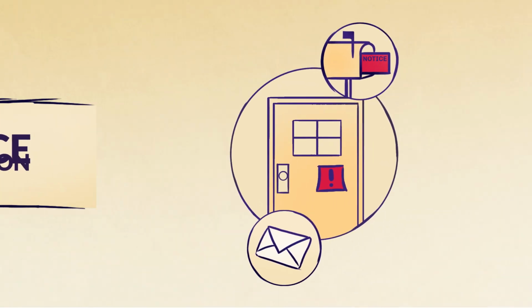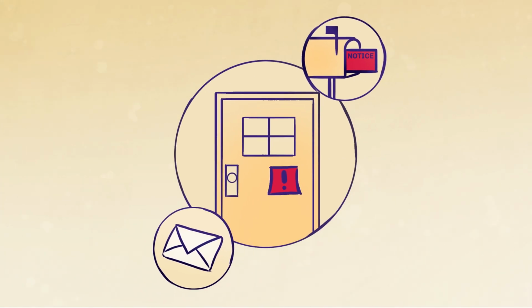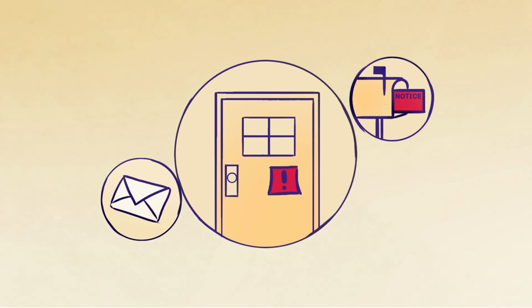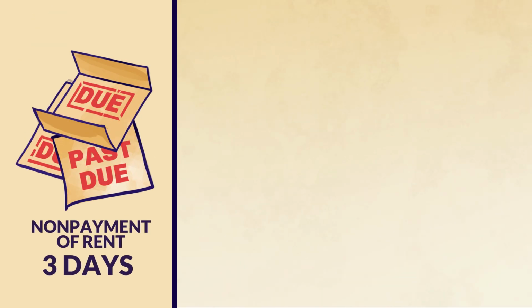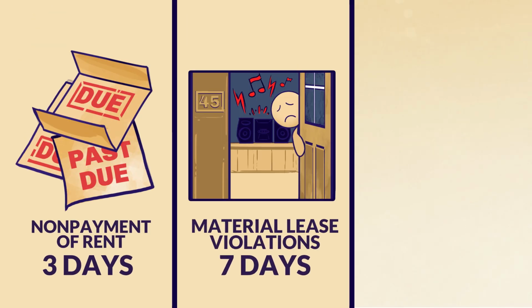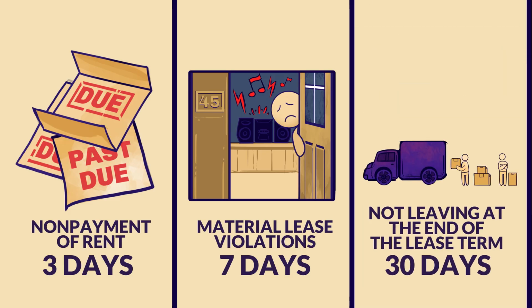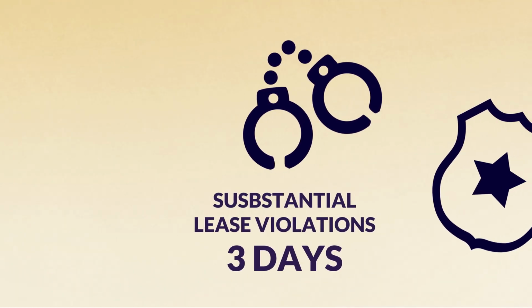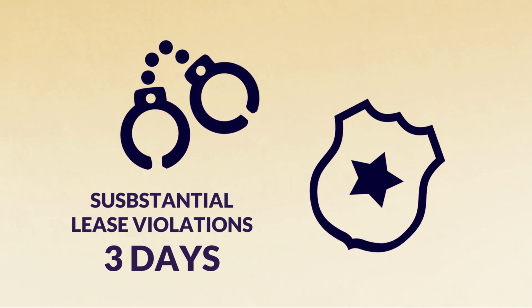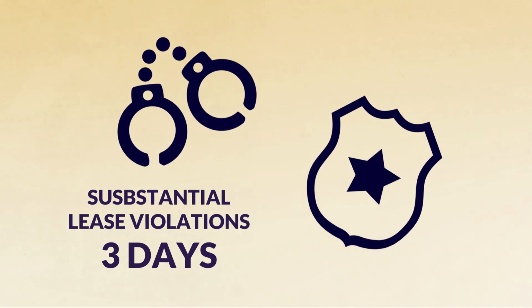This notice tells the tenant they are violating the lease and they need to fix it within a certain amount of time. For non-payment, the landlord needs to give 3 days. For material lease violations, 7 days. For not leaving at the end of the lease term, 30 days. Substantial lease violations are a little different. The landlord gives the tenant 3 days to move out, not fix the problem.